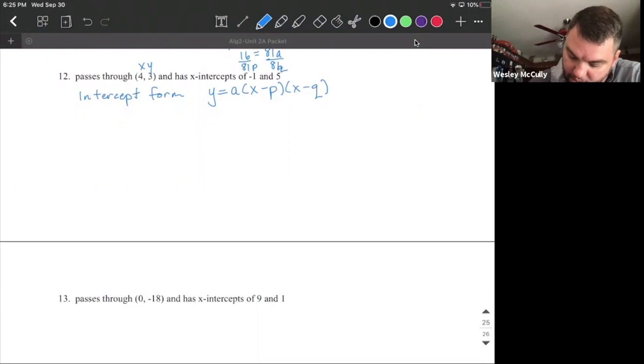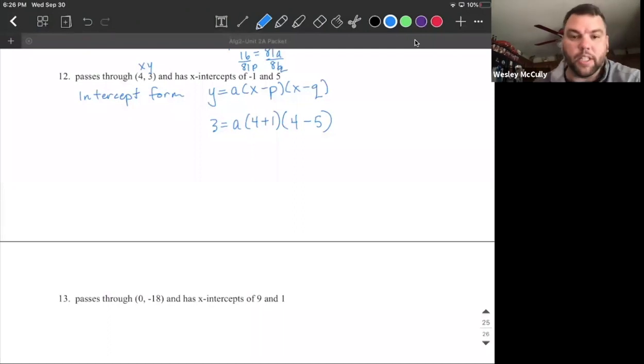So y is 3. 3 equals a times x is 4 minus, oh, it's going to be plus 1 because it's a negative 1 as an intercept, which means when it goes in the equation, it's plus 1. And then 4, again, because I have two x's, I got to put the value in both spots, and then minus 5. Now I have an equation that I can solve for a.